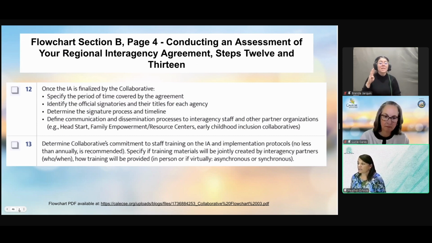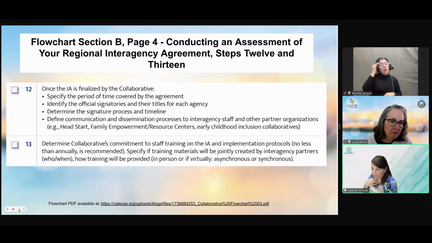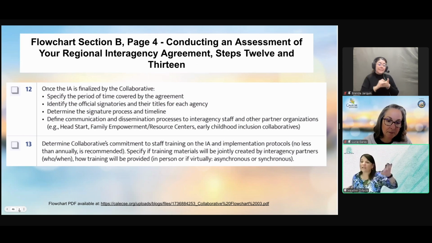Once you've finalized it, make sure you're clear on how long you all agree this is good for. What is your timeline for reviews? What is your timeline for your process for signatures? And I think I did allude to that earlier about us having to plan that before we got finalized. We had to start planning that kind of early.